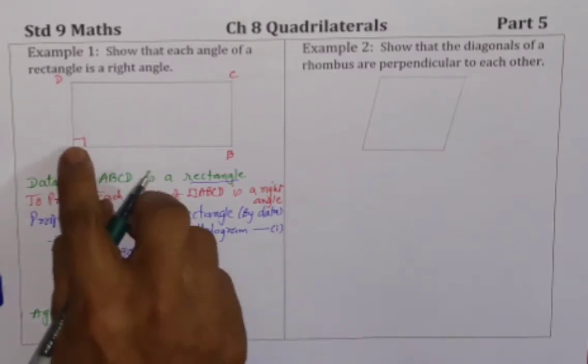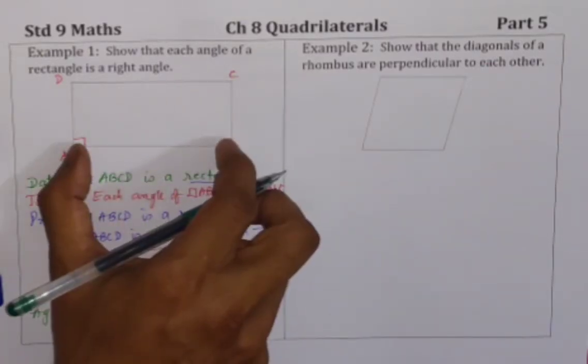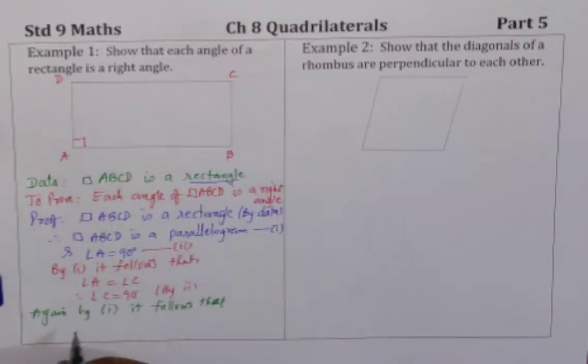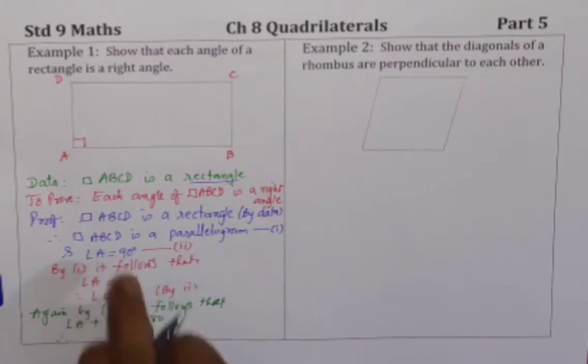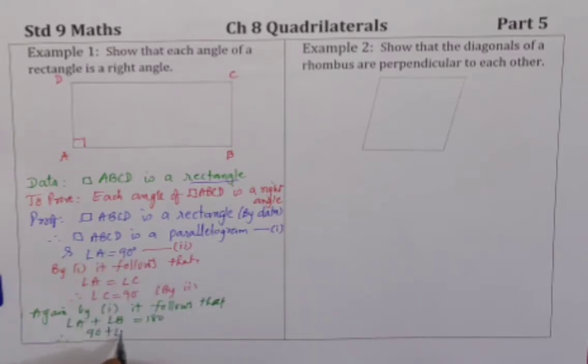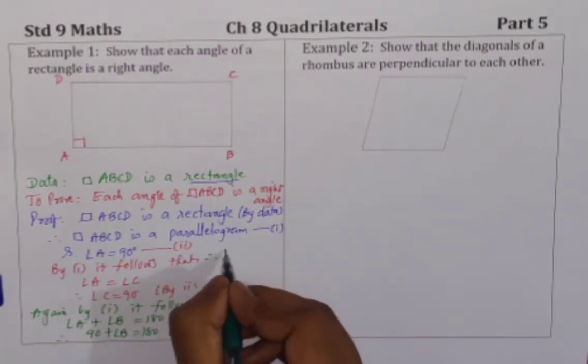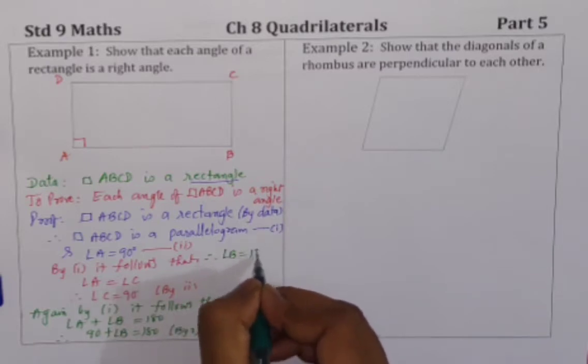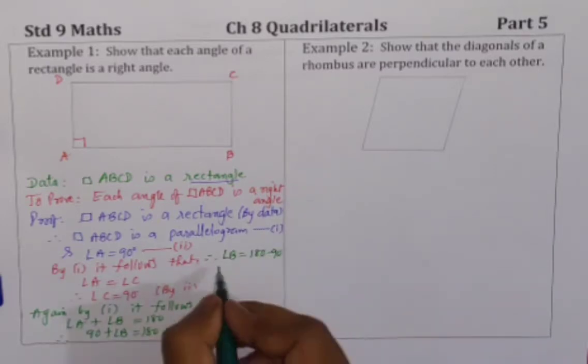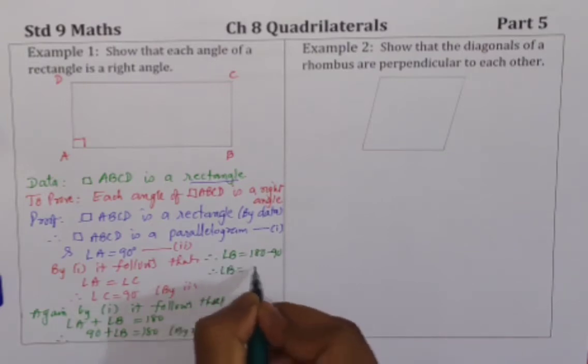समझ लो children, angle A or angle B, they are adjacent pair of angles. The last property of parallelogram, they are supplementary. It follows that angle A plus angle B is equal to 180. Therefore, what is angle A? 90. 90 plus angle B is equal to 180. ये 90 कहां से मिला? By 2. Correct? Therefore, angle B is equal to 180 minus 90. ये 90 वो बाजू ले गए. Therefore, angle B is equal to 90. Alright?